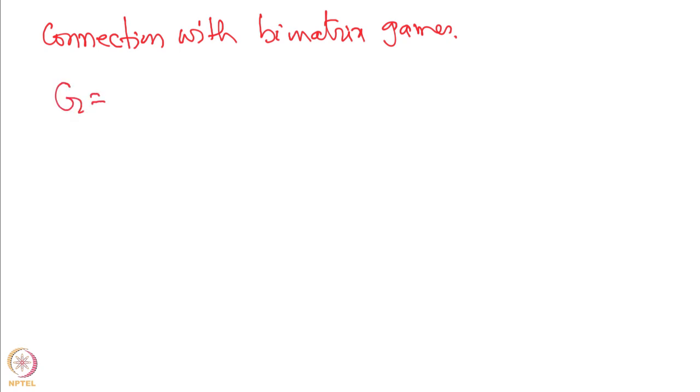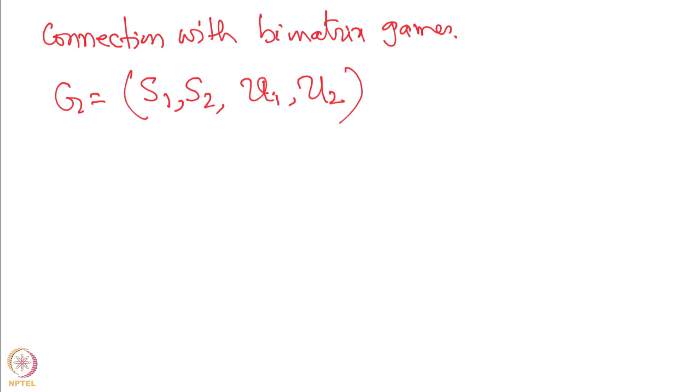Now let us look at how these are connected with non-zero sum games. Connection with, let us say, bimatrix games. Okay, so now let us take a game. There are two players. S1, S2 are the strategy spaces. U1, U2 are their payoffs. So let us consider this game.